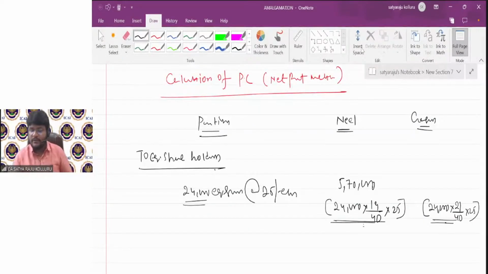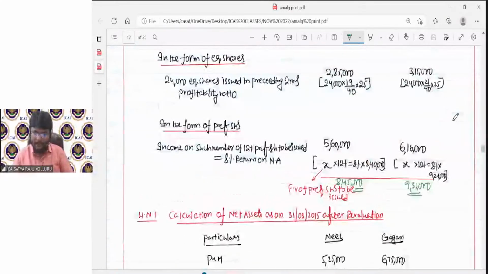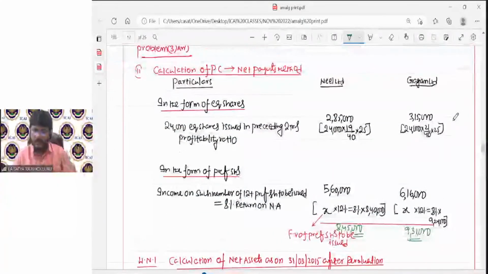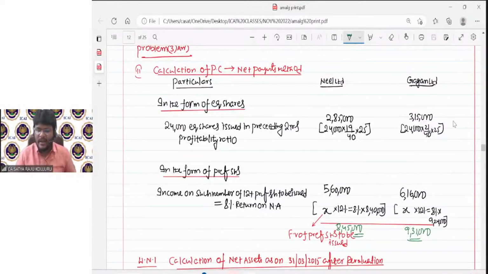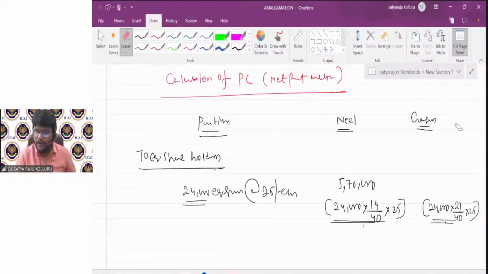Still different answers. Just a second, please, all of you. Let me take help of my PDF. Okay, this is problem number 3. Then my calculation part is wrong, it is the system calculator. Now 24,000 multiplied with 19 by 40 into 25, which leads to 2,85,000, guys. Persons who told 2,85,000 are correct.